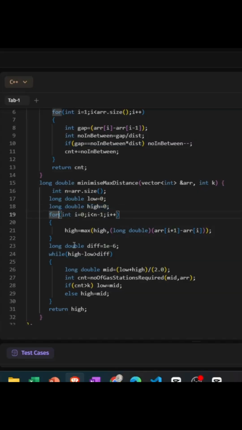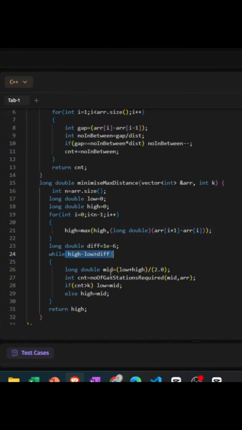And after that, we are going to define the difference, which is 10 to the power minus 6. So we continue while high minus low is greater than 10 to the power minus 6. Otherwise, it will keep going on till infinity and the loop will never stop. So that will give us a time limit exceeded warning. So that isn't quite good. The minimum value we can take is 10 to the power minus 6. After that, it will be 10 to the power minus 7, and those will be very tiny values. So we are going to avoid it and take only till the 10 to the power minus 6 values.